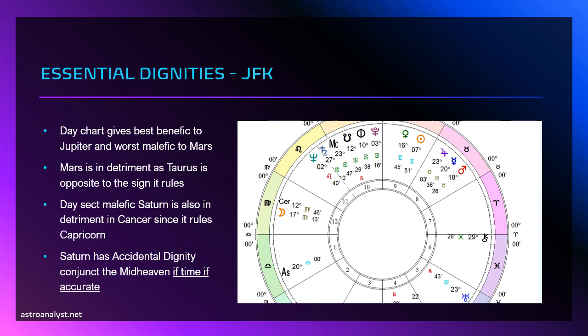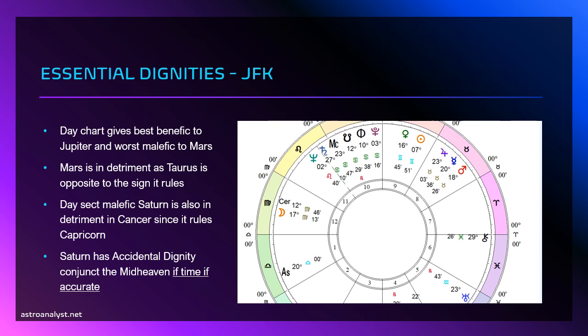So I'm giving here an example of John Fitzgerald Kennedy's chart to show you what the essential dignities are within his chart. So in a day chart, which means the sun is above the horizon, this is the horizon, the ascendant and the descendant that move across. When the sun is above the horizon, it's considered a day chart. And when you have a day chart, you have a benefic that is in favor of the day chart, in this case, which is Jupiter. If it was a night chart where the sun would be below the horizon, Venus would be the preferred benefic, or the stronger benefic in the chart.